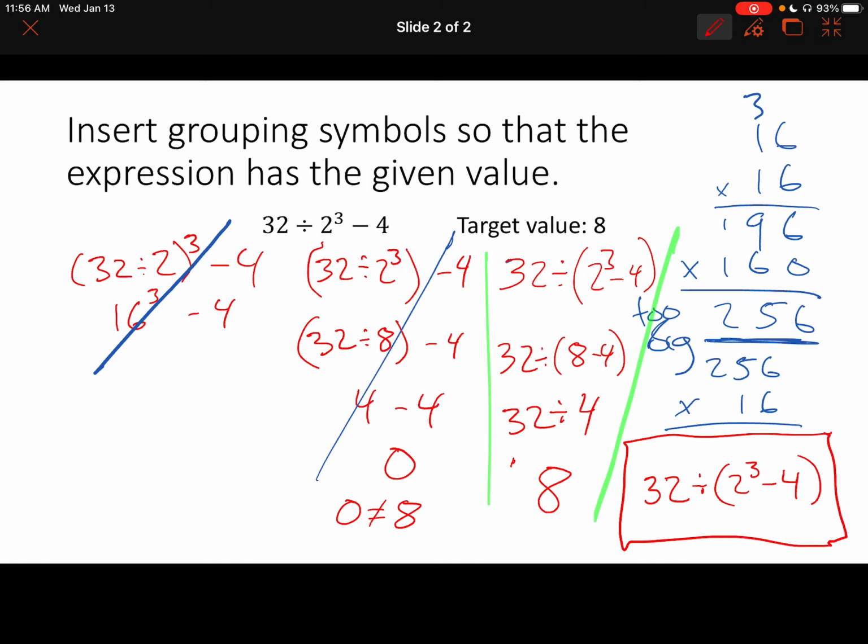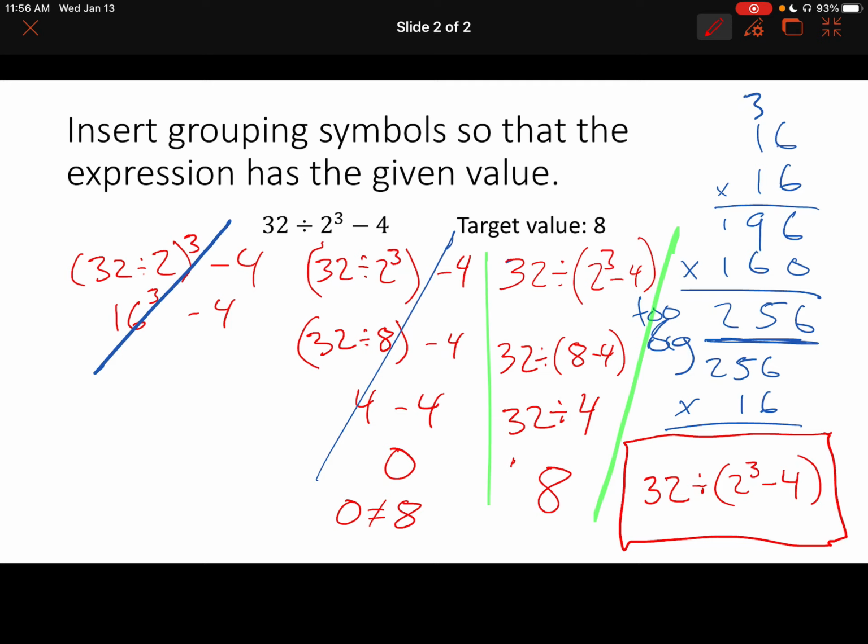So when it says insert grouping symbols, our final answer is not 8. They wanted us to insert the grouping symbols. So our final answer, which we're going to write more neatly, is 32 divided by the quantity 2 to the third power minus 4. That is where you insert the grouping symbols to get a target value of 8.